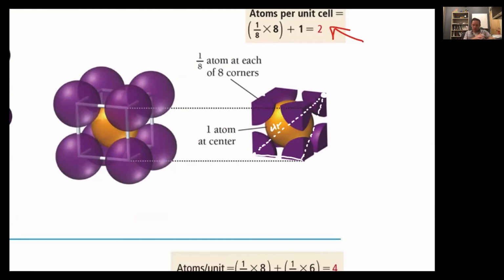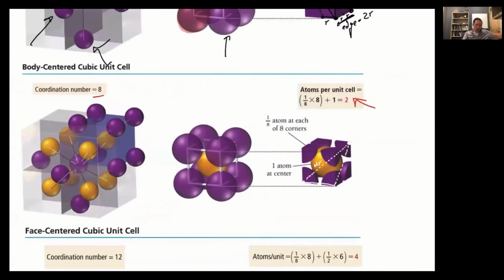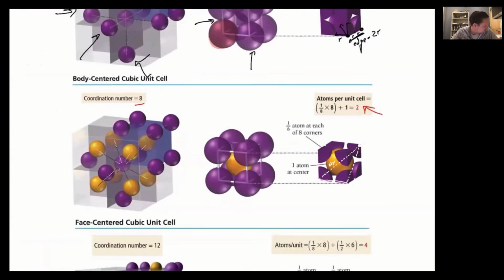And you can do some really cool geometry. It's in the textbook to get that edge. And it pops out to what it says up in the table, 4r over root 3. A lot more elements will crystallize in this structure because this is 68%. It has 68% packing efficiency. So it's a lot more stable.